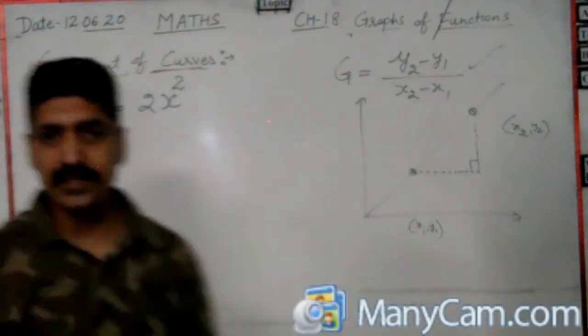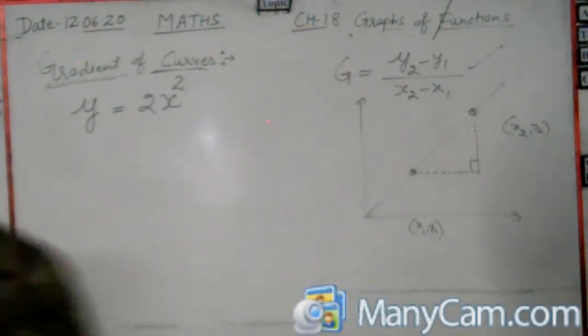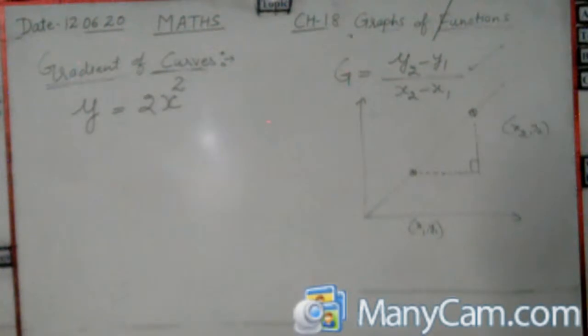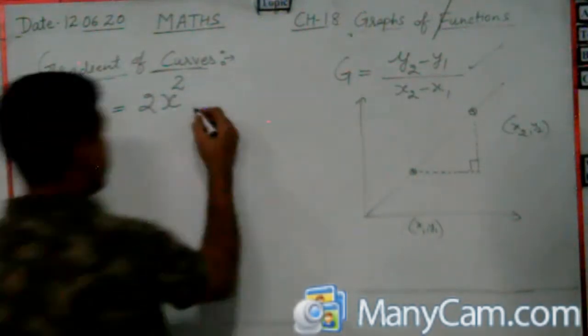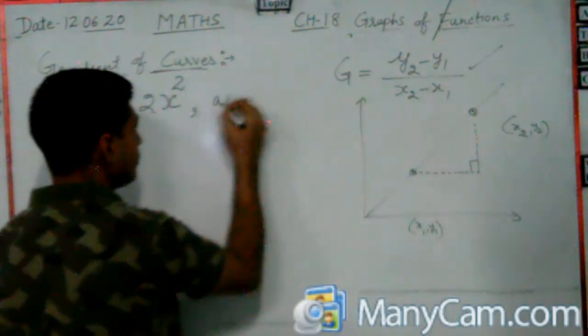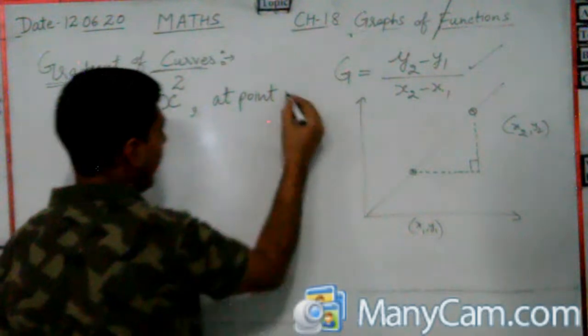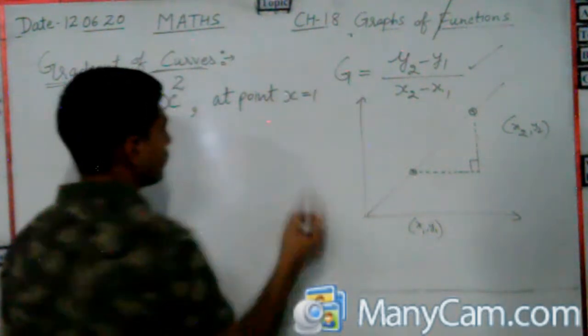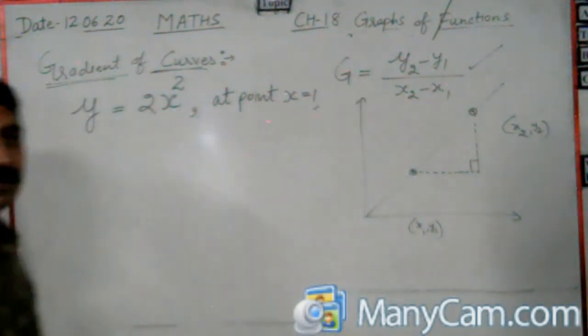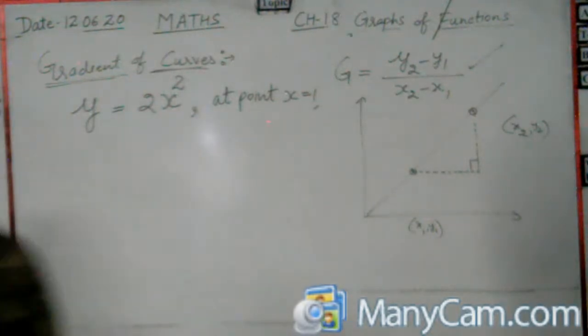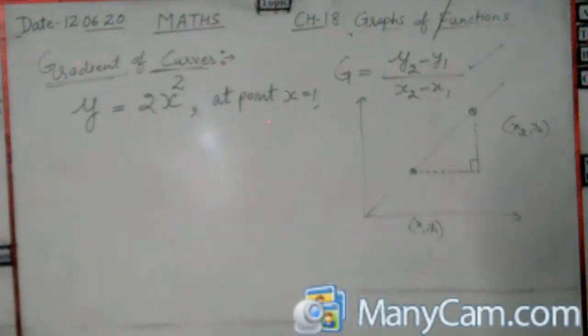For the function y is equal to 2x square, calculate the gradient of the curve at the point x is equal to 1. Find the gradient of the curve at the point x is equal to 1.